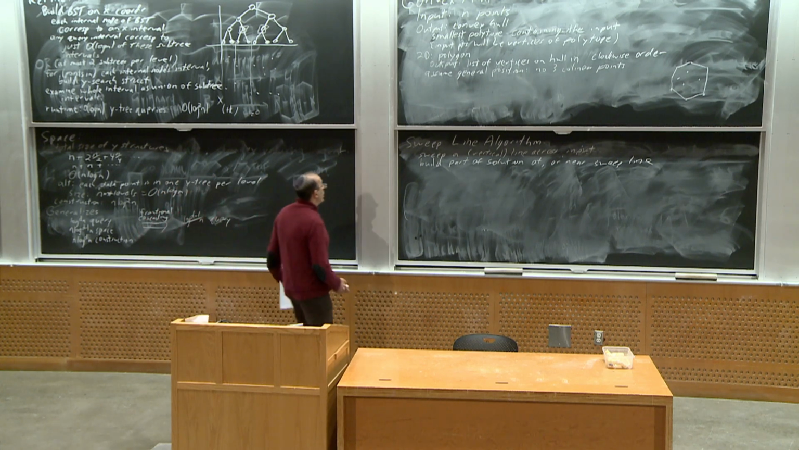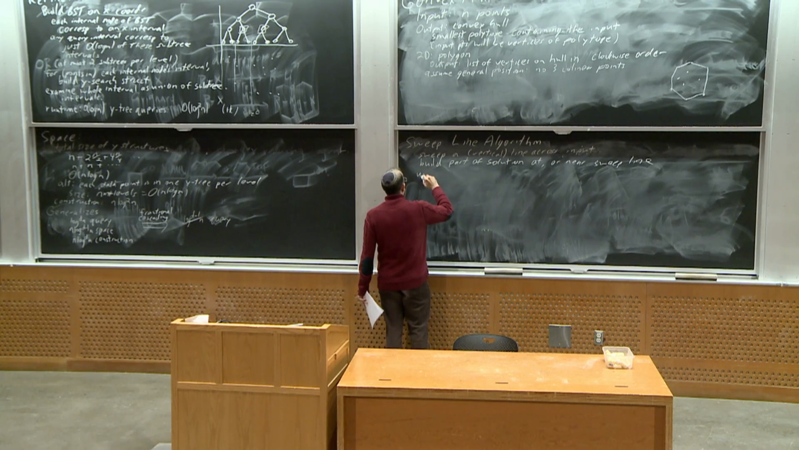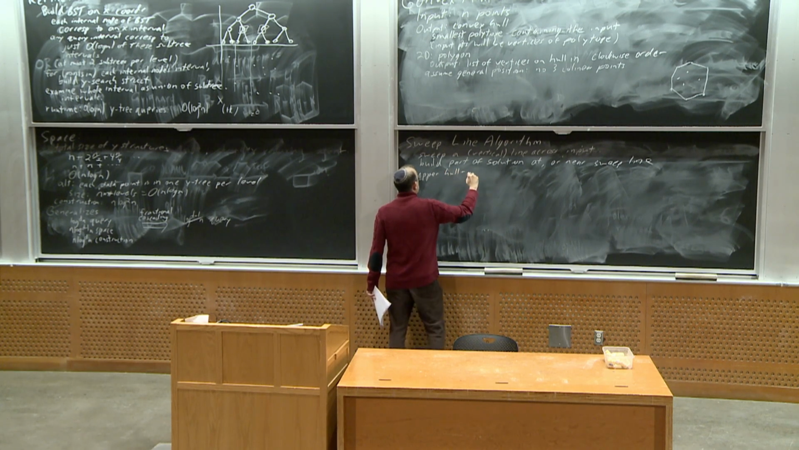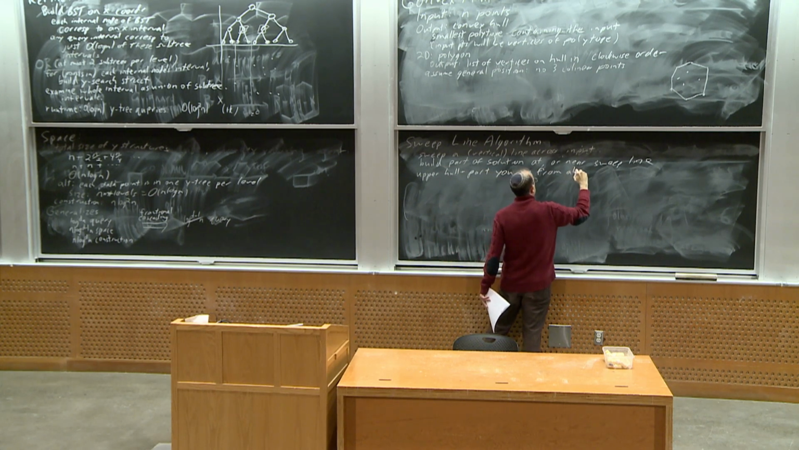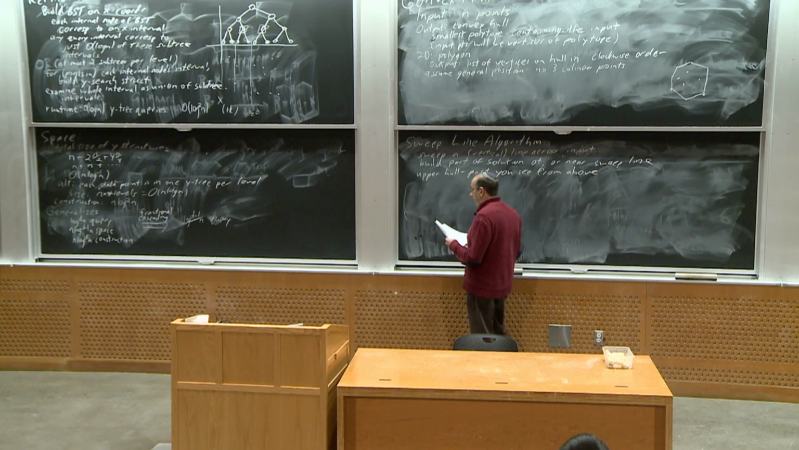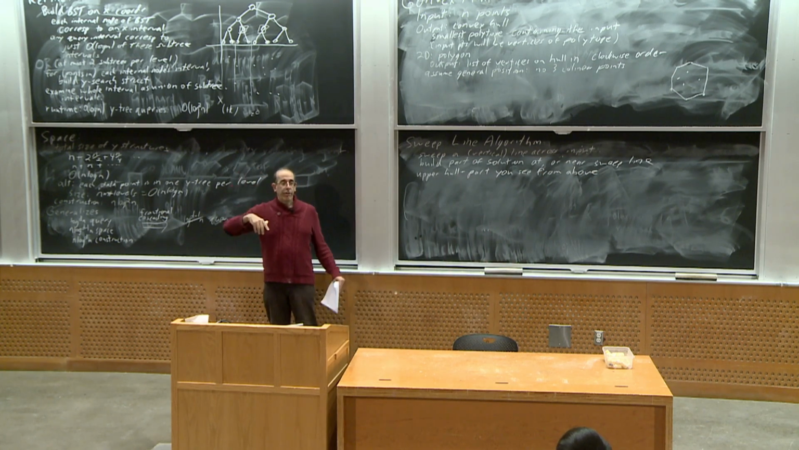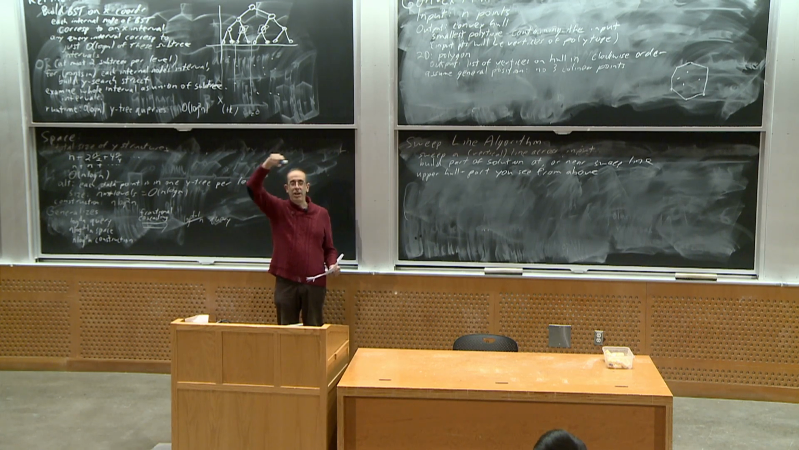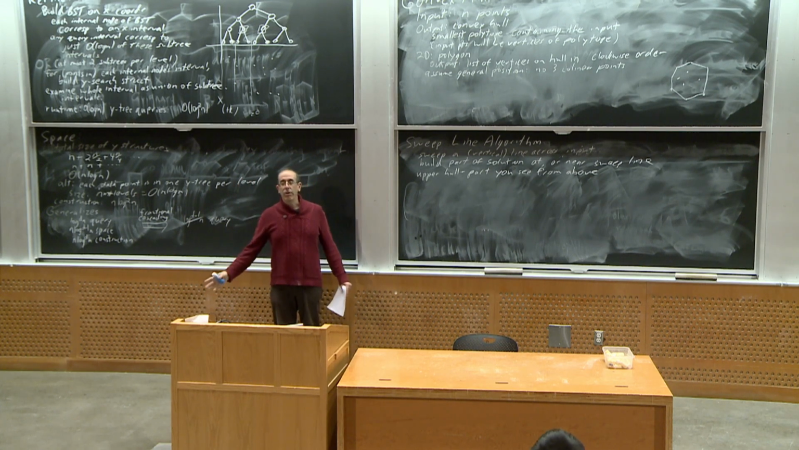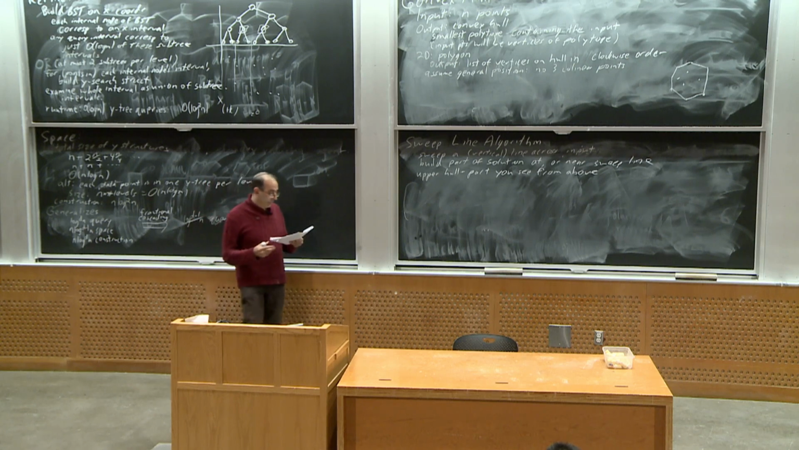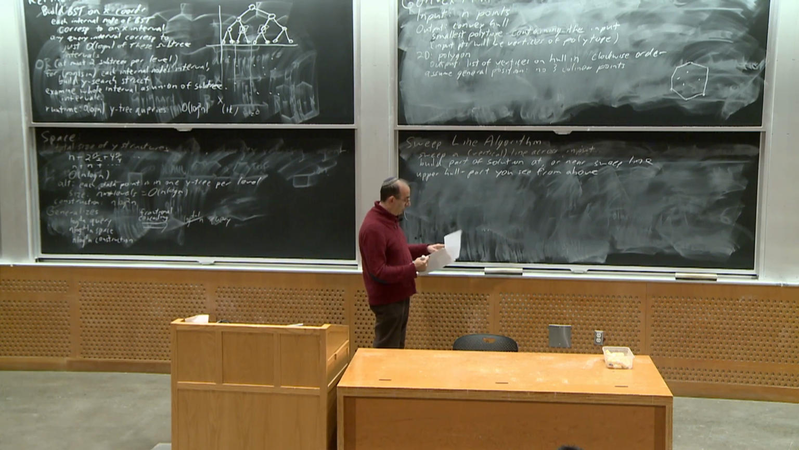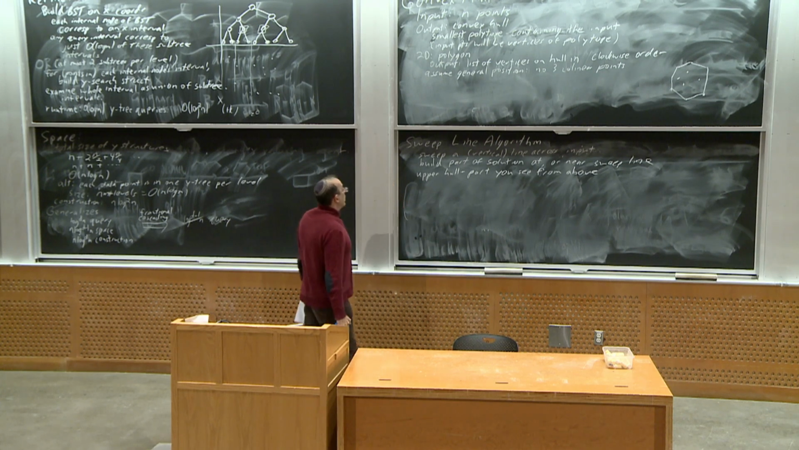Okay? And I'm going to focus on building the upper hull, the part you see from above. Okay? And of course, the entire convex hull is the combination of the upper hull and the lower hull. So you're just going to run this algorithm twice in order to get the entire convex hull.